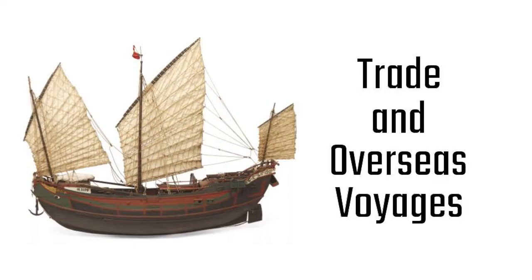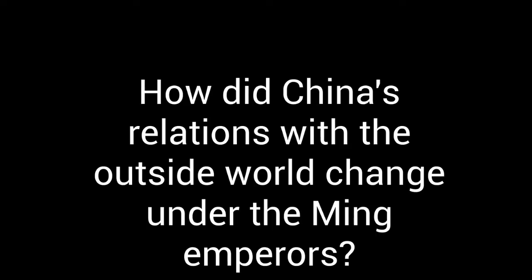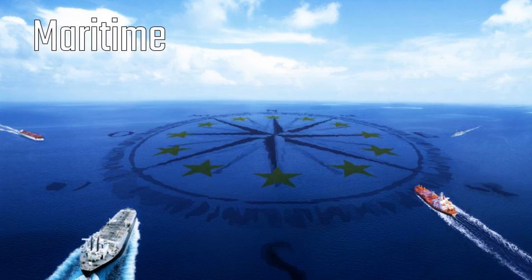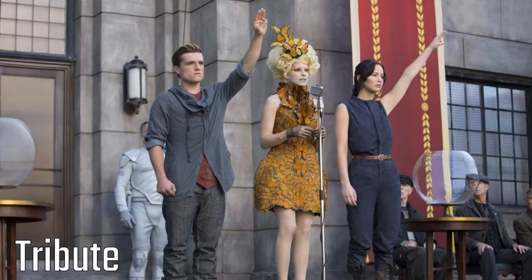Our next section is trade and overseas voyages. You can find this on page 241. The question you should be thinking about: how did China's relations with the outside world change under the Ming emperors? In the early 1400s, Yongle built a fleet of ships, which he sent on a series of maritime voyages. Maritime means related to the sea. Yongle wanted to extend Chinese influence. He also wanted tribute from other countries. Tribute is a payment by one country to another as a sign of respect.